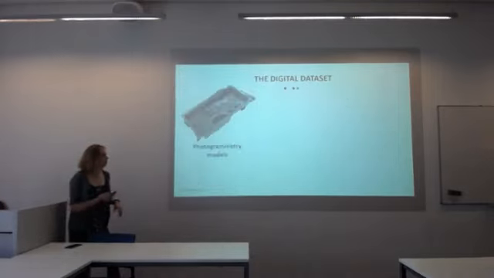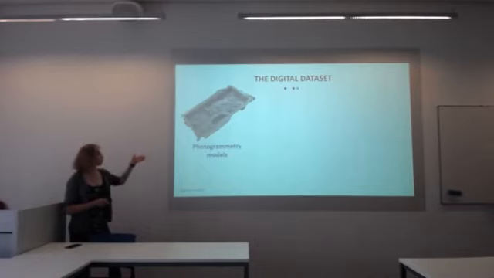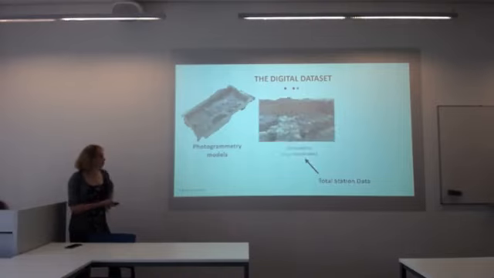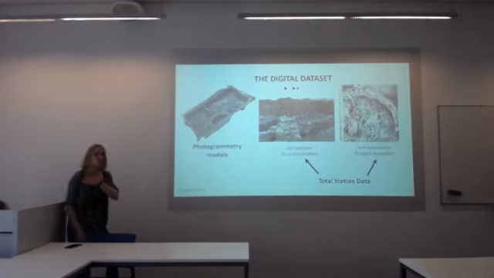So, like I mentioned, there's photogrammetry models. This is an example of one of the trenches. So this is what the photogrammetry models look like. And total station data. So all of the coordinates of the lots that were taken out were recorded with the total station. So you have the X, Y, Z coordinates and the unit boundaries.